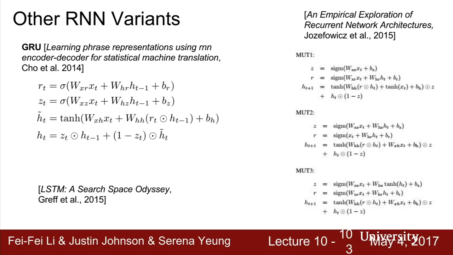Very briefly, you'll see a lot of other types of variants of recurrent neural network architectures out there in the wild. Probably the most common, apart from the LSTM, is this GRU, called a gated recurrent unit. You can see those update equations here. It has a similar flavor to the LSTM, where it uses these multiplicative element-wise gates together with these additive interactions to avoid the vanishing gradient problem.